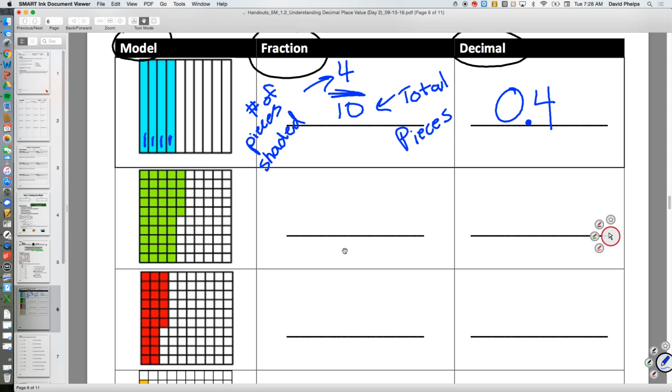Okay, if you found that there were 100 total pieces, you are correct. So our denominator needs to be 100. And our numerator, we know that is the number of pieces shaded. Take a moment and try to figure out how many pieces are shaded in this model. Go.